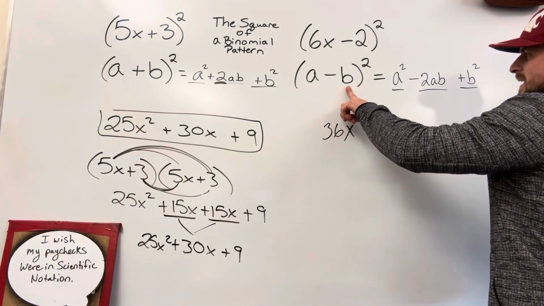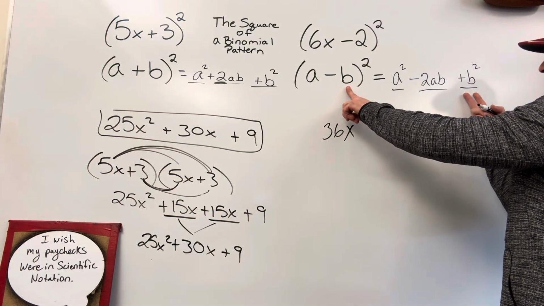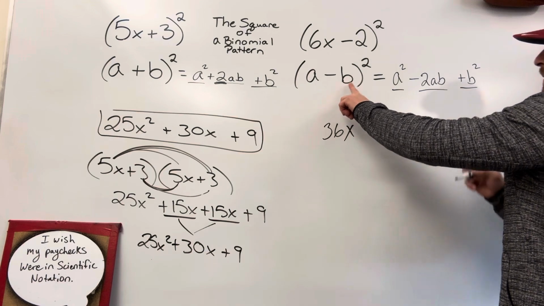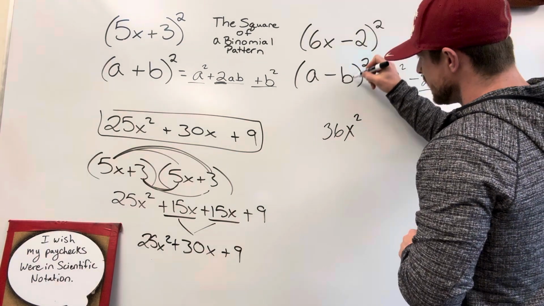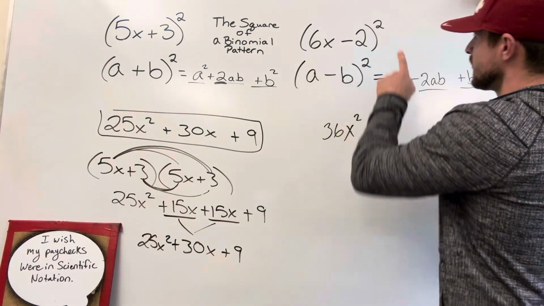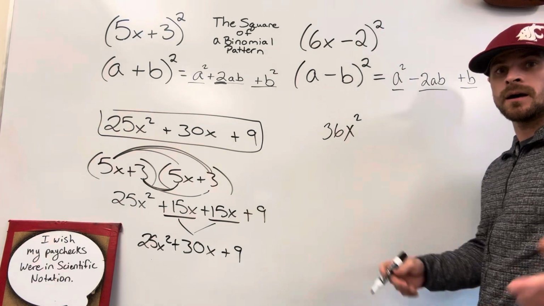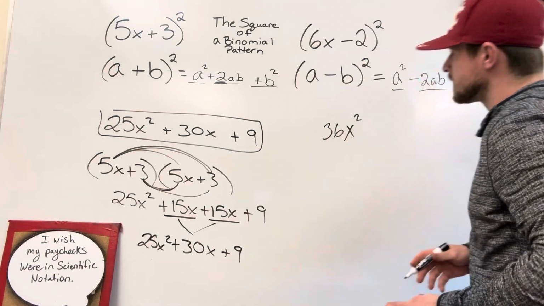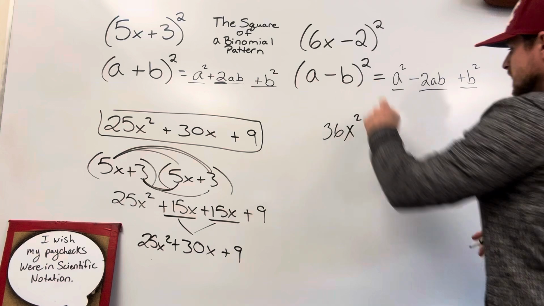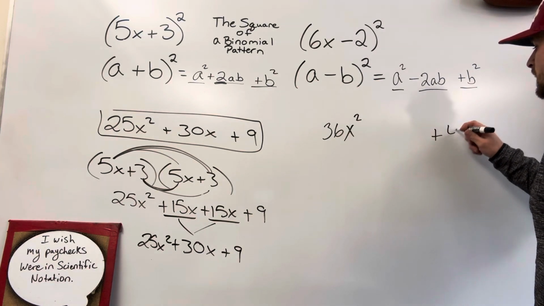Then we're going to take the b. It's going to end up being a positive. And the reason it's going to end up being a positive is because this is now a negative. But when you multiply it by itself, you're going to get a positive. Negative times negative makes a positive. So negative 2 times negative 2, that's going to give you a positive 4 at the end.